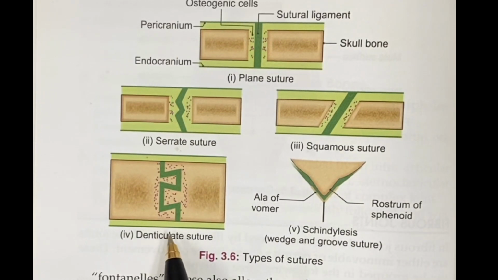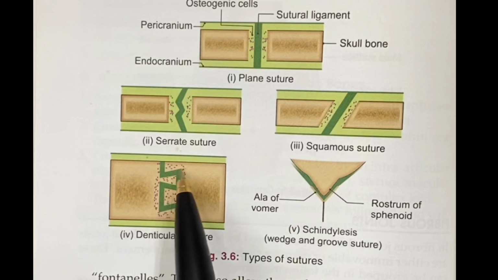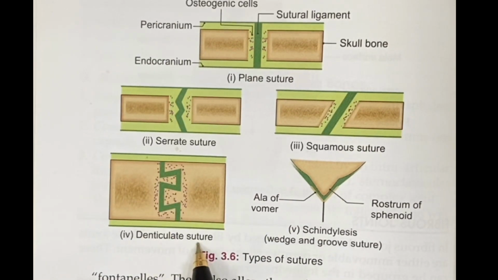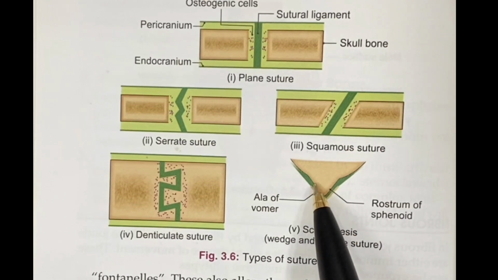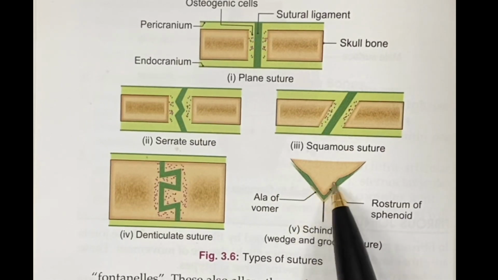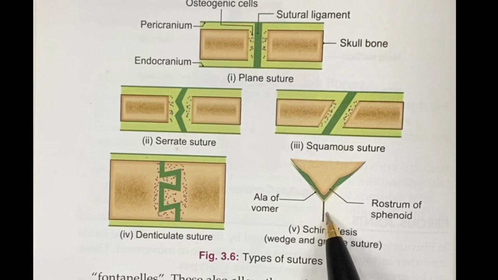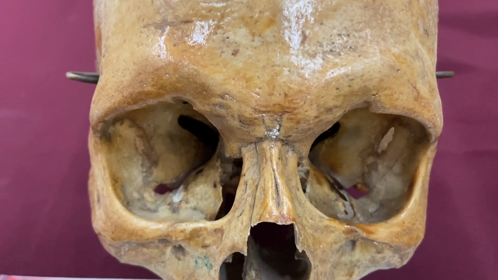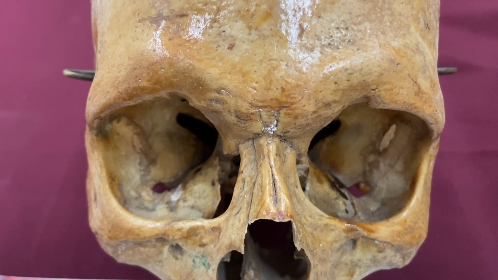If the margin of one bone presents teeth like this, where the tips are broader than the base, then it is known as a denticulate suture. And in the scintillaceous, which is also known as the wedge and groove suture, the edge of one bone is fitting in the groove of the other bone. Now let's see the examples of all the sutures in the skull itself.